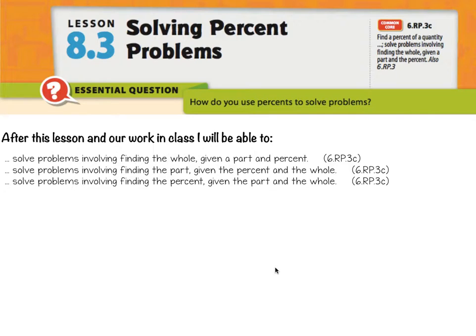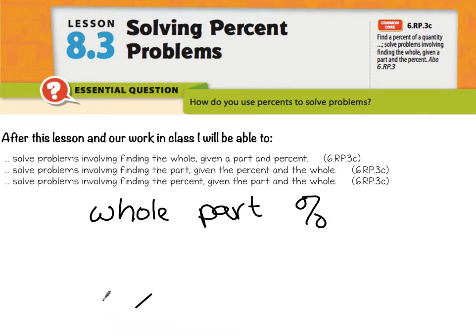Today we're going to talk about how to use those conversions that we've been doing to find a part and a percent. Basically, we're going to figure out how we can find one of the missing pieces. Those pieces are the whole, the part, and the percent. When given two, how do I find the third? We're going to work with all those different combinations.